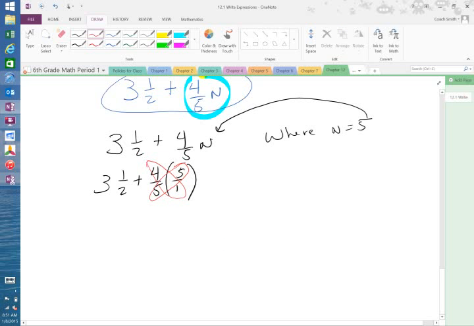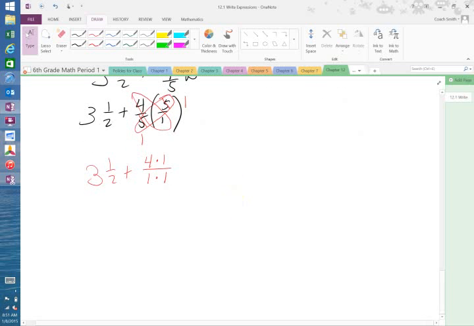Okay, is there a common factor between 5 and 5? What? No? 5, thank you. 5 goes into 5 one time, 5 goes into 5 one time. So now I have 3.5 plus 4 times 1 on top and 1 times 1 on bottom, which is, what is that? 4 times 1 on top and 1 times 1 on bottom equals what? 4.